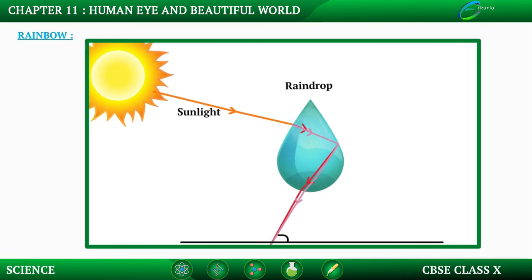So some of the light will be dispersed and move out, whereas some light will fall at a certain angle, that is generally 42 degrees for a rainbow, and that will suffer total internal reflection, meaning it will be reflected back in the same medium. And when it comes out of the raindrop, it will disperse further, and as a result you will see the rainbow from the ground. So here we are interested in the light which is suffering total internal reflection.